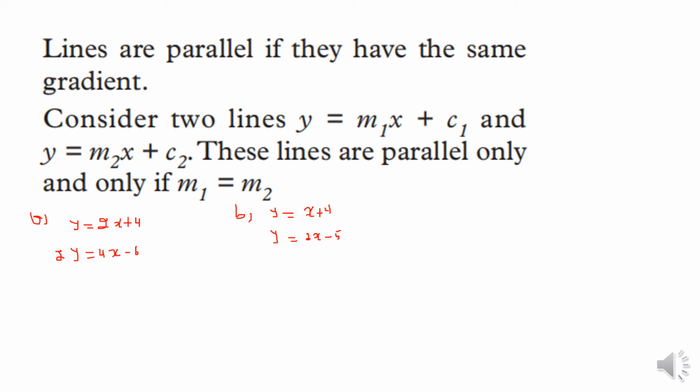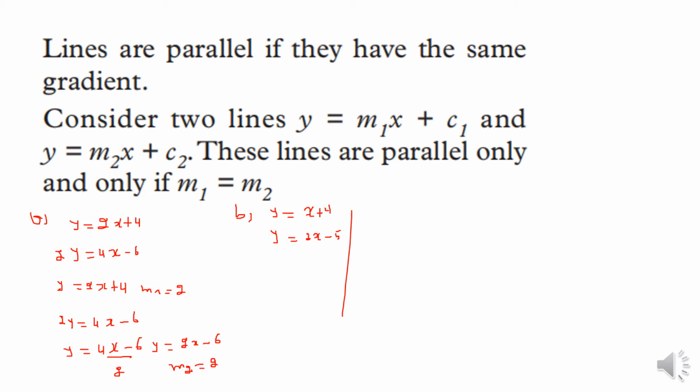About question A: y is equal to 2x plus 4. This is equation 1, or line 1, where the gradient m1 is the gradient of the first equation. About the second line, we have 2y is equal to 4x minus 6. So now y is equal to 4x minus 6 over 2, so y is equal to 2x minus 3. And now the gradient of the second line is required.